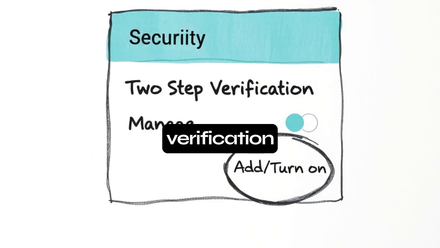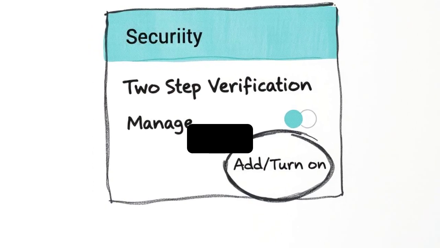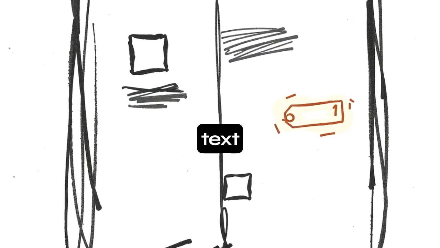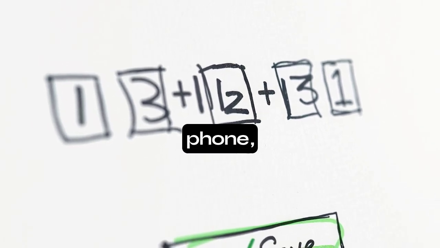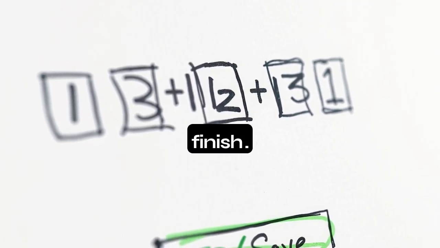Under two-step verification, click Manage, then select Add or Turn On. Pick a verification method, text message or authenticator app. We'll use text message for this example. Enter the 6-digit code sent to your phone, click Verify, then Save to finish.